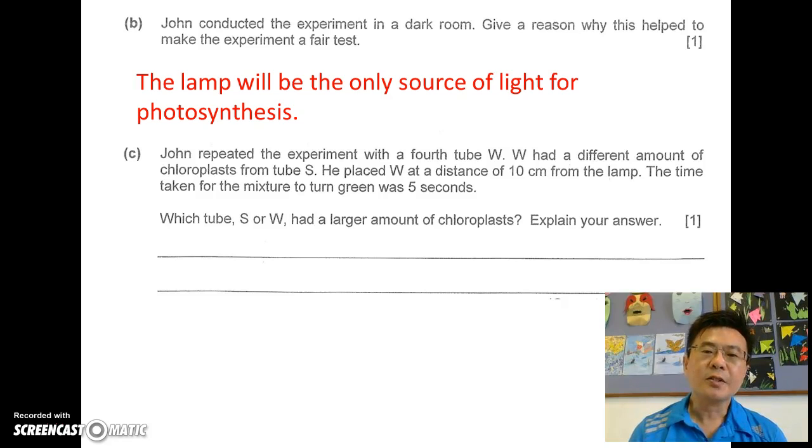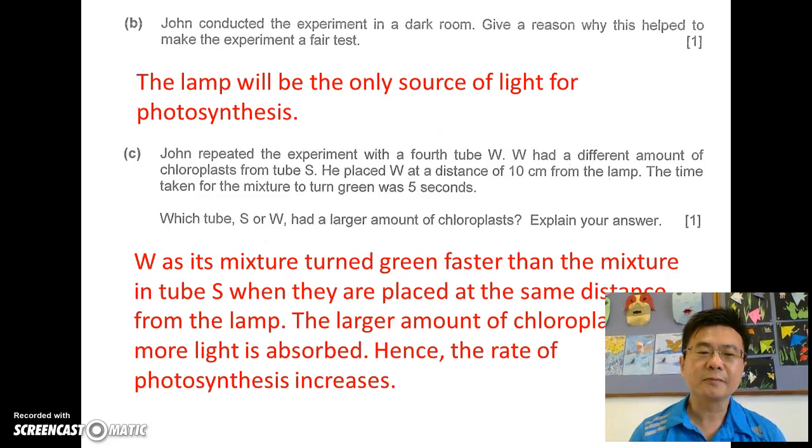C. John repeated the experiment with a fourth tube W. W had a different amount of chloroplast from the tube S. He placed W at a distance of 10 cm from the lamp. The time taken for the mixture to turn green was 5 seconds. Which tube, S or W, had a larger amount of chloroplast? Explain your answer. Answer is definitely W.